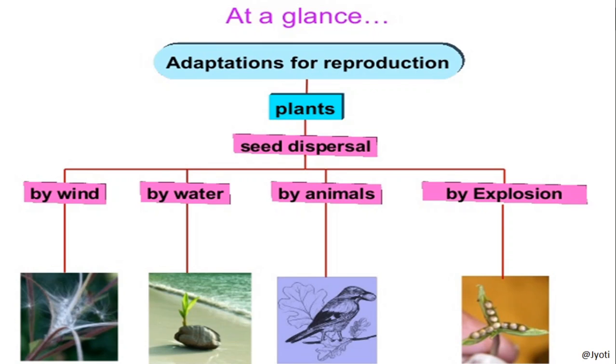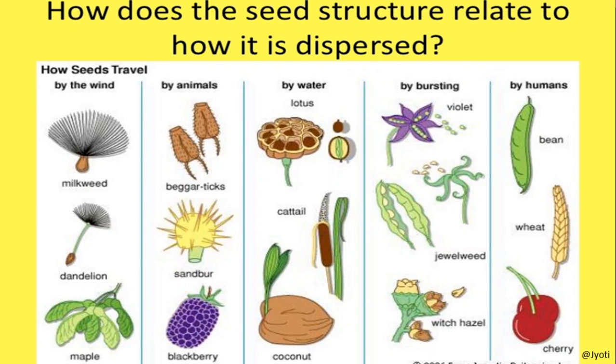The last diagram shows the explosion. Explosion means all of a sudden, with great force, the fruit explodes. It bursts in such a way that the seeds are thrown away to a distant place, and in this way the seed gets dispersed.